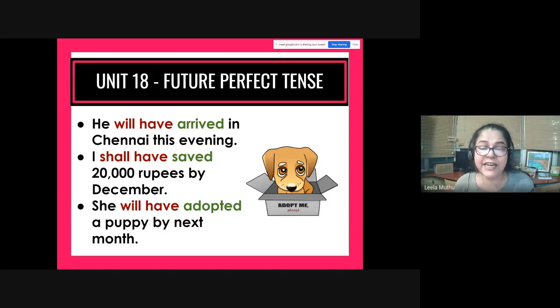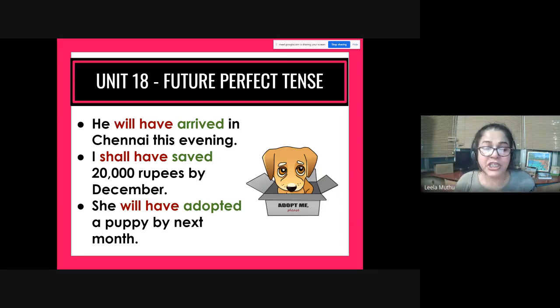He will have arrived in Chennai this evening. Okay, the time is set. This evening is the X, blue X. Arrived in Chennai, and by the blue X, which is this evening, he would have completed the action. Would have, it's in the future. You're imagining a past event in the future.